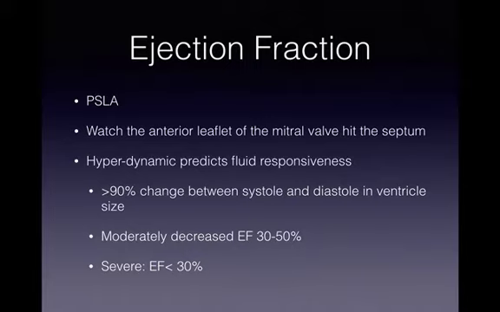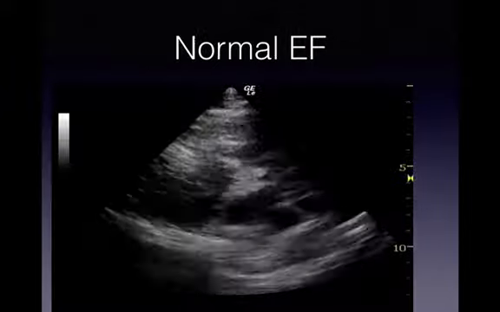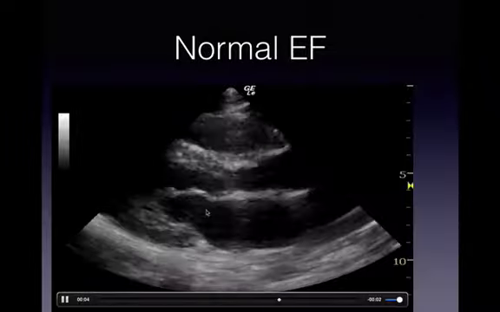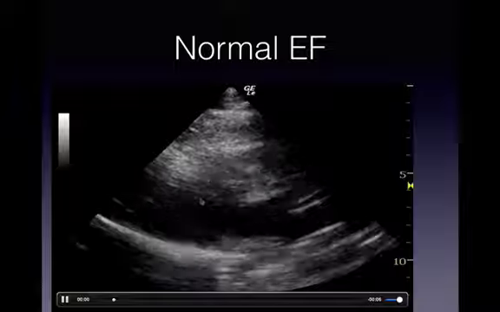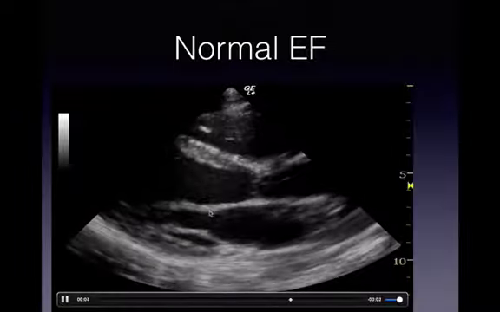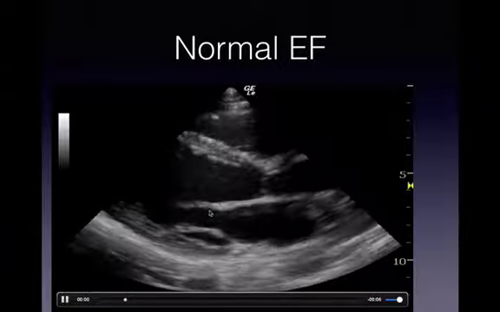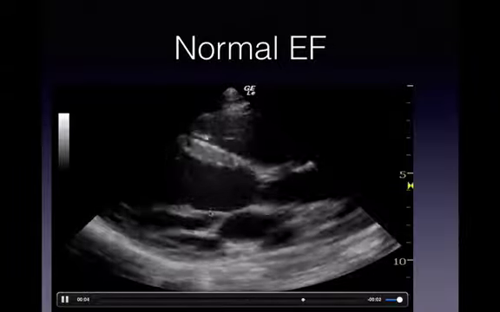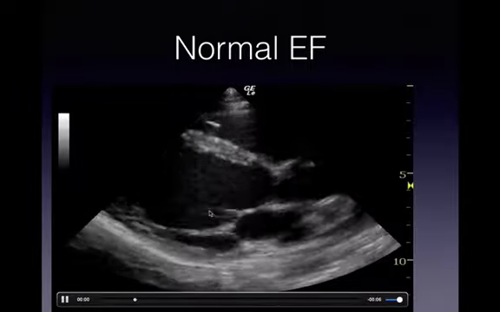If we really don't see much movement out of that anterior leaflet of the mitral valve, we say that the ejection fraction is severely impaired and it's less than 30%. Here's an example of a normal EF. We see the anterior leaflet of the mitral valve coming up and hitting the septum. And sometimes if you don't quite see it yet, it's an angle change in your probe of maybe 5 degrees where you'll see it actually come up and hit the septum.